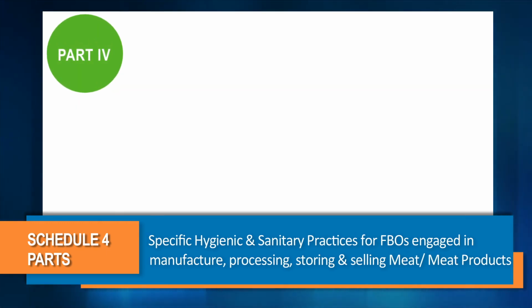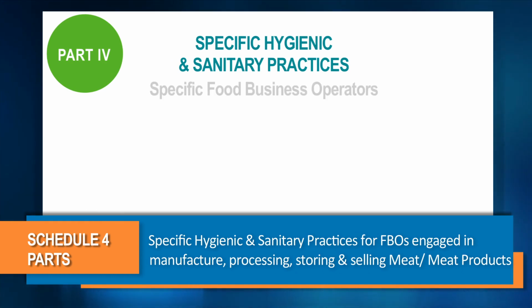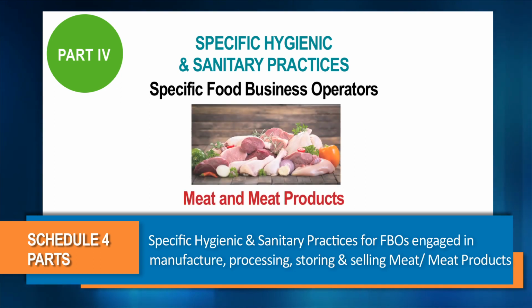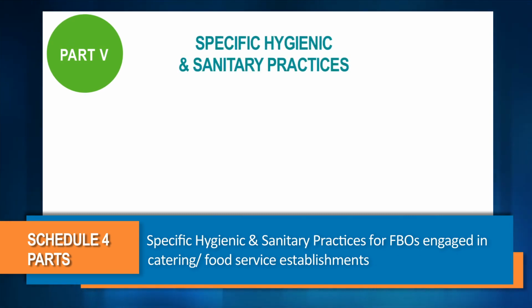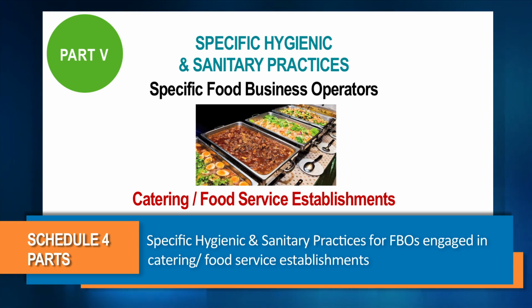Part 4. Specific hygienic and sanitary practices to be followed by food business operators engaged in manufacture, processing, storing, and selling of meat and meat products. Part 5. Specific hygienic and sanitary practices to be followed by food business operators engaged in catering, or food service establishments.